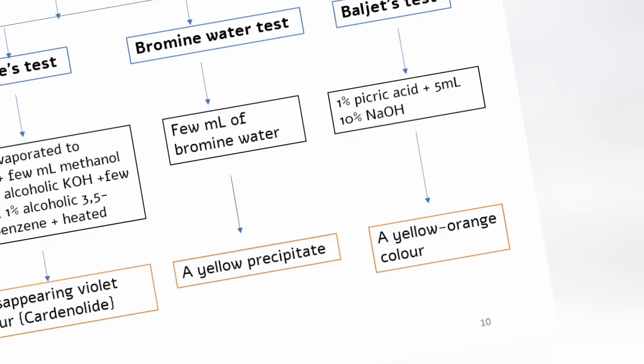Bromine water test gives a yellow precipitate with cardiac glycosides, and the Baljet test reagent consists of 1% picric acid and 10% potassium hydroxide solution. The Baljet test gives a yellow to orange color in case of the presence of cardiac glycosides.